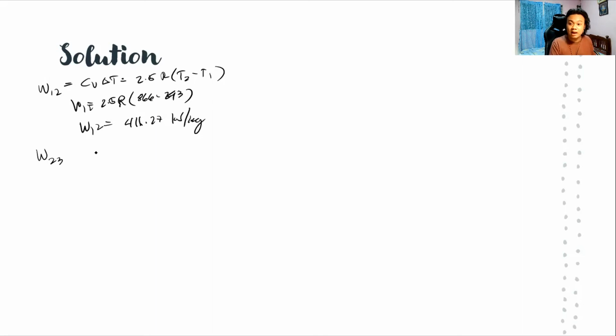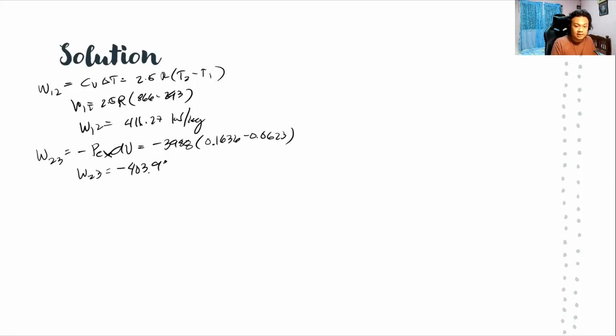Okay, so now let's go to work 2-3. So this is isobaric, diba? So meaning we have to use this. So we have 3988 times V3 minus V2, so 0.1636 minus 0.0623. So we have work 2-3 is equal to negative 403.98 kilojoules per kilogram. You have to include the units.